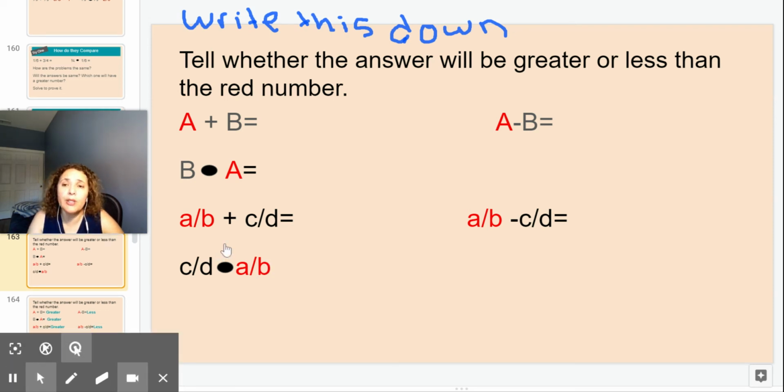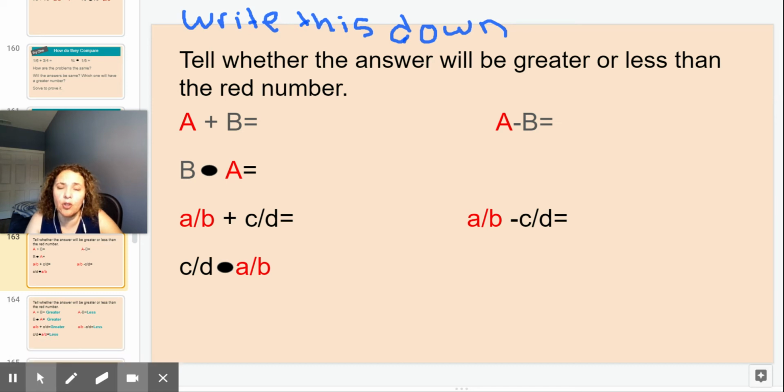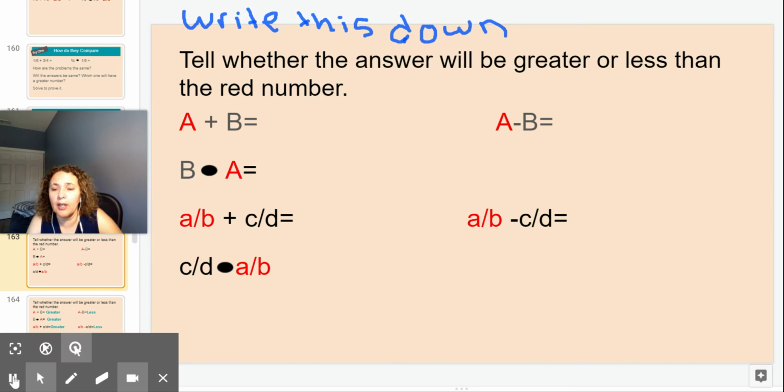Oh, I forgot to tell you, predict what you think is going to happen. You can substitute numbers. So write down if you think it's going to be greater or less than. I already told you, right? If you're adding two numbers together, it's going to be greater. If you're subtracting two whole numbers, it's going to be less than. So go ahead and write those down, and then B times A, greater or less, a fraction plus a fraction, minus a fraction, or a fraction times a fraction. Are they going to be greater or less? Go ahead and write those down and predict if they're going to be greater or less.